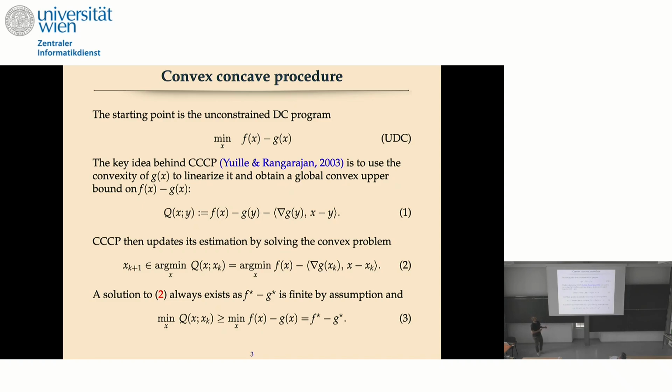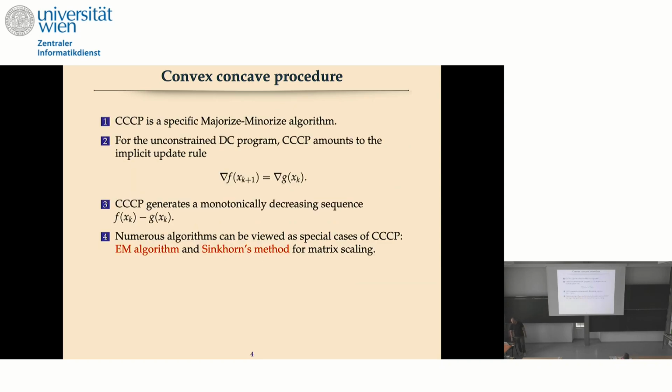One can clearly ask whether these sub-problems are well-defined, and the answer is yes, and it comes from this original assumption that the problem has a finite solution. Since Q is an upper bound on f(x) minus g(x), and f(x) minus g(x) we assumed is lower bounded, there's always a solution for this sub-problem of the CCCP. This was the brief detour on the convex-concave procedure.